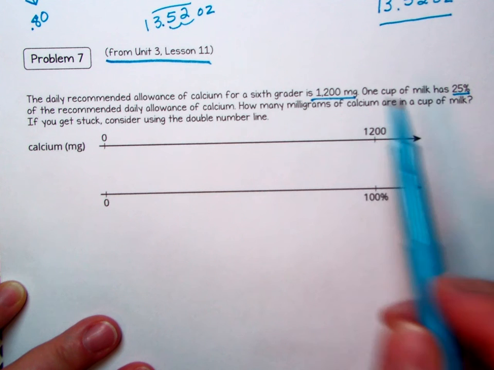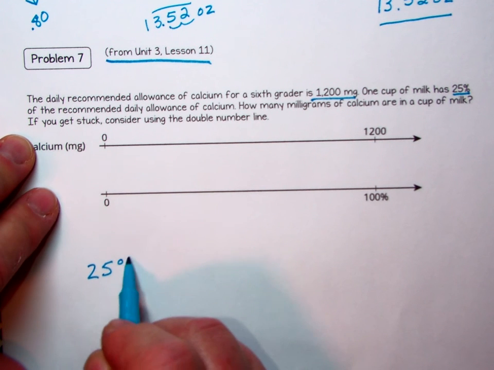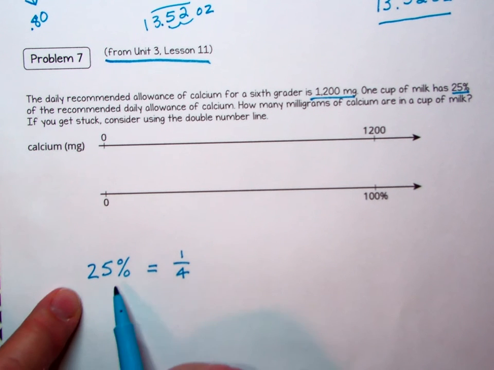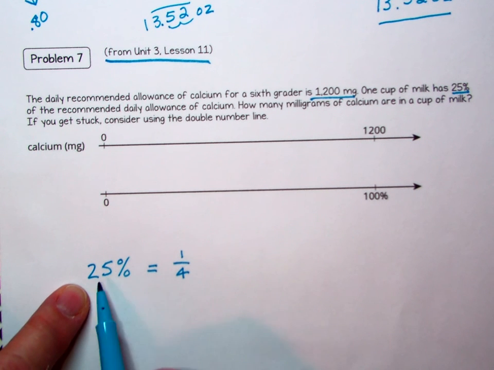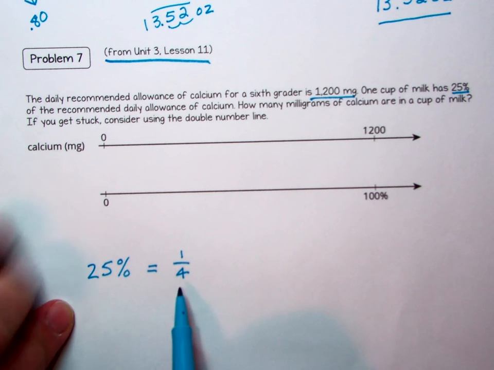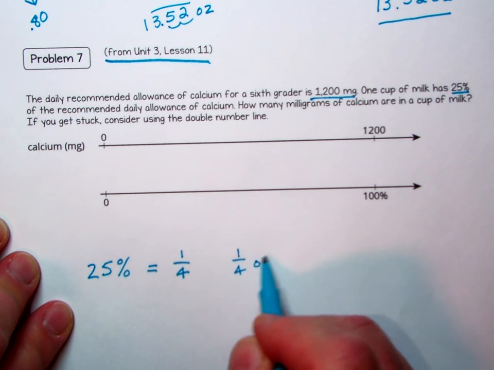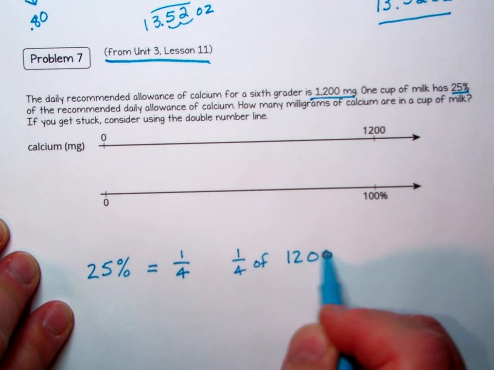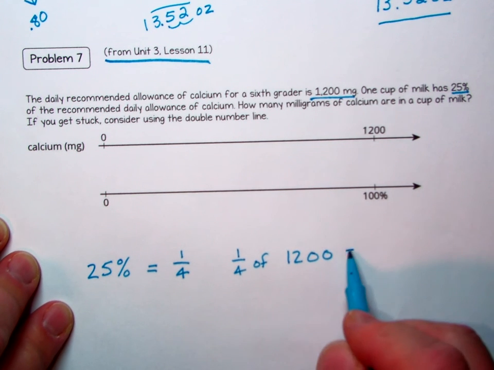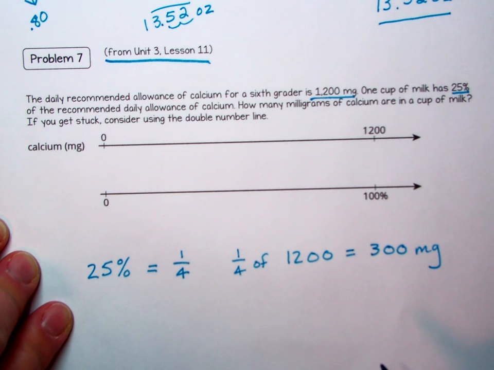25% of 1,200. So if you remember, 25% is equal to 1/4, right? When we were looking at the equivalencies between percents, benchmark percents, and fractions. So 1/4 of 1,200. Well, 1/4 of 12 we know is 3. So 1/4 of 1,200 is going to be 300. That's one way we could solve this.